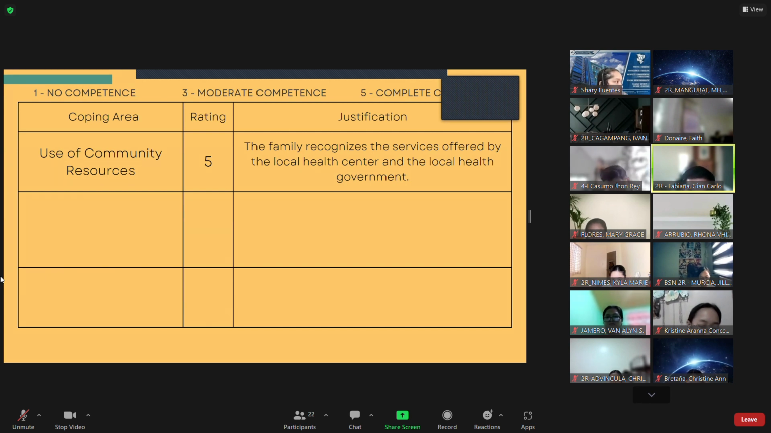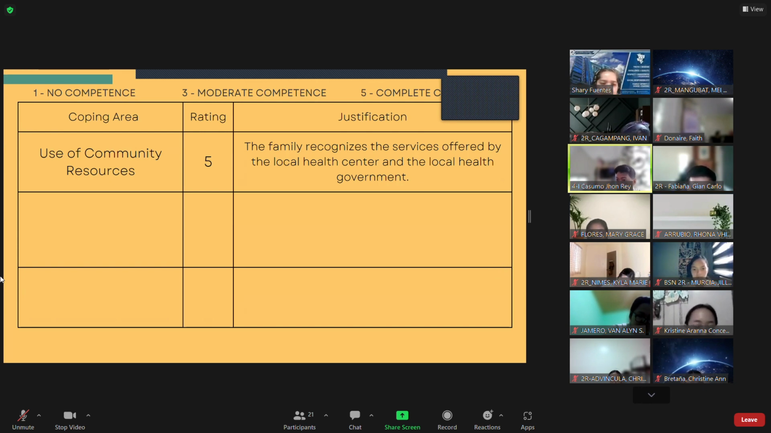Lastly, the use of community resources. We rated it 5 as well because the family recognizes the services offered by the local health center and the local government. That's all, ma'am, for the family coping index.